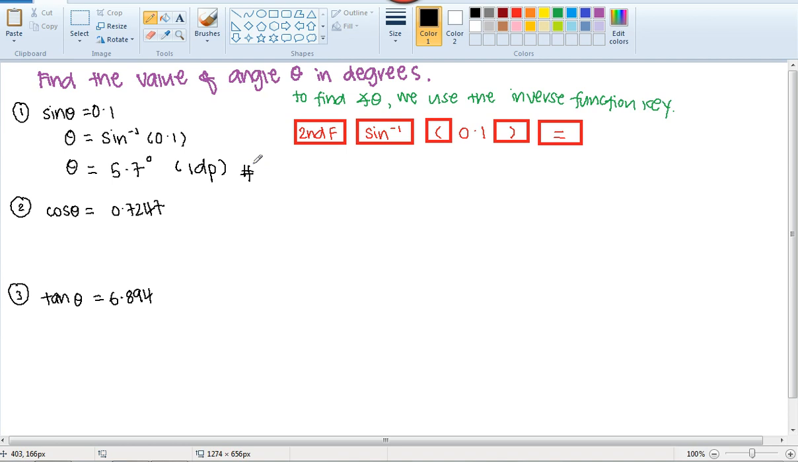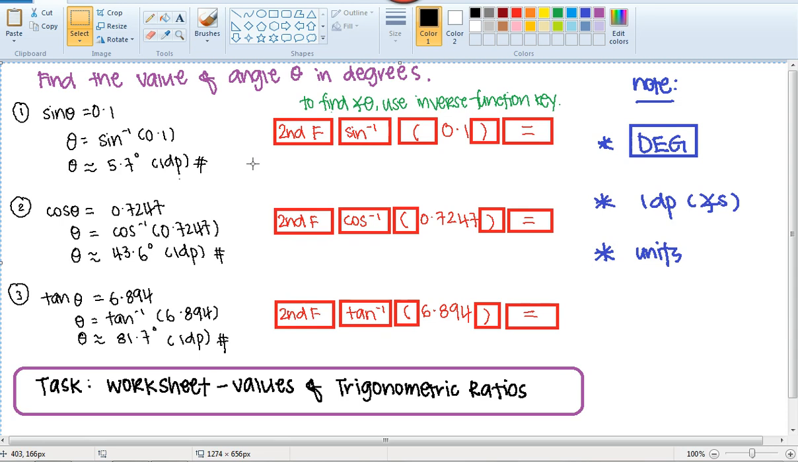Okay, are you done? It's time for you to check your own working. So these are the buttons that you should be pressing on your calculator, and these are all the values. Okay, 3 things for you to take note.